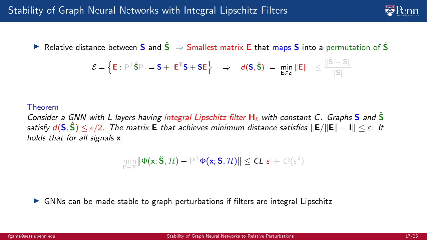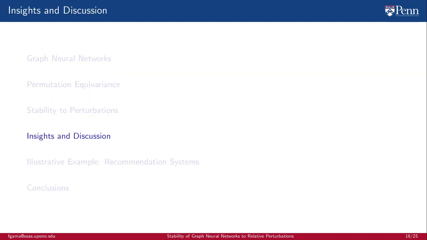Then it holds that for all signals X, the difference in the output between a GNN that runs on S and one that runs on S hat with the same filter coefficients is bounded by epsilon, which is in fact the distance between S and S hat. In essence, GNNs can be made stable to graph perturbations if filters are integral Lipschitz. We stated that graph neural networks can be made stable to graph perturbations if filters are integral Lipschitz.